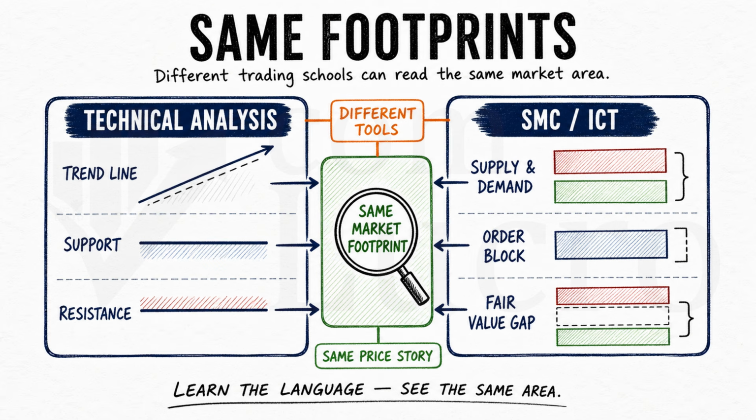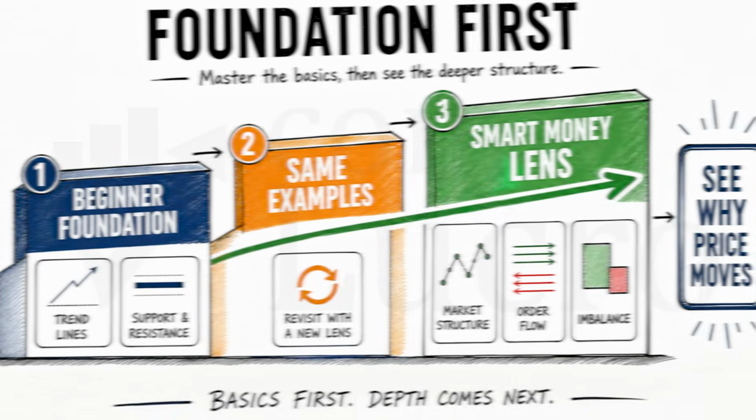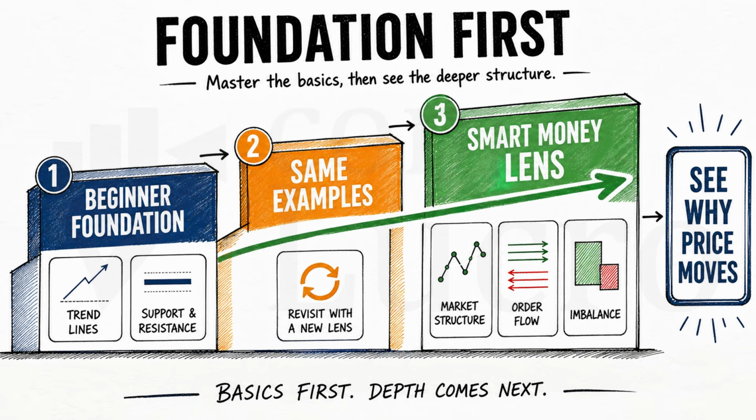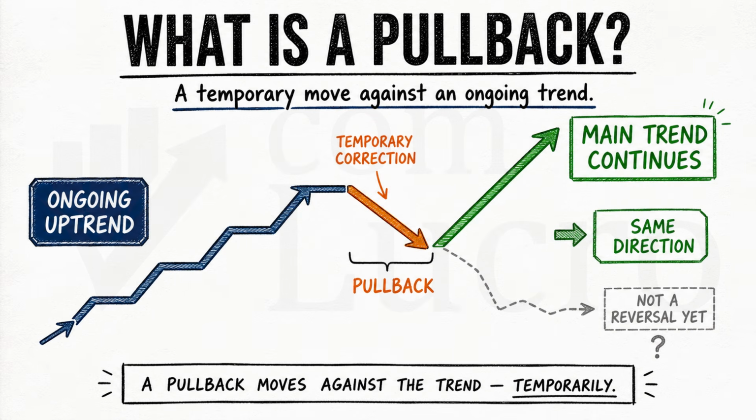That's no coincidence. Different schools are often reading the same footprints with different tools. So, if you're an SMC or ICT trader, watch with that lens in mind. And if you're a beginner, master these foundations first. Later on, I'll recreate this same video with the same examples through the smart money lens. Then you'll see exactly why so many traders today go beyond trend lines and support and resistance, into market structure, order flow, and imbalance. First, let's cover the foundation.